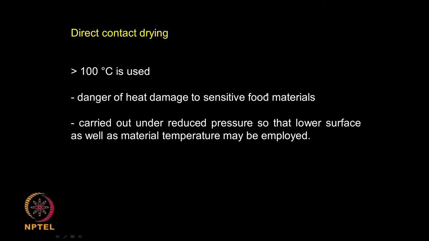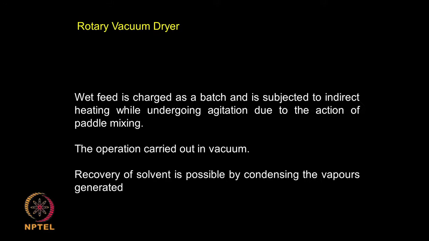One problem is that heat sensitive material like food material may get damaged. So, we can carry it out under reduced pressure and lower surface temperature, so that if it is temperature sensitive material, it does not get damaged. Next, rotary vacuum dryers. The wet feed is charged as a batch, and it is subjected to indirect heating, and there could be agitation also. This could be carried out in vacuum. So, that is called the rotary vacuum dryer.